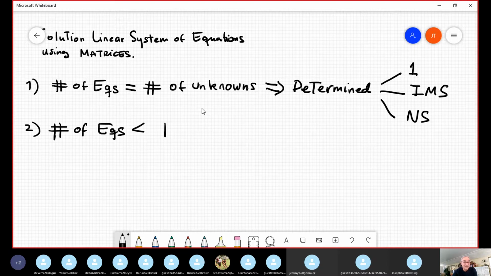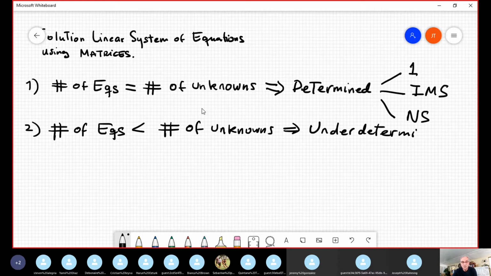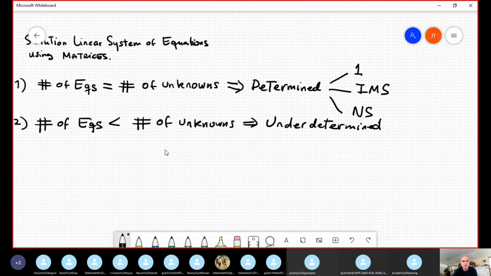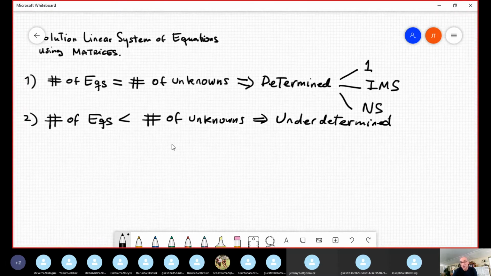less than the number of unknowns. This is called underdeterminant, because we lack information. To be completely determinant, we need the same amount of equations. In this case, suppose that we have only 2 equations and 3 or 4 unknowns, it is underdeterminant.